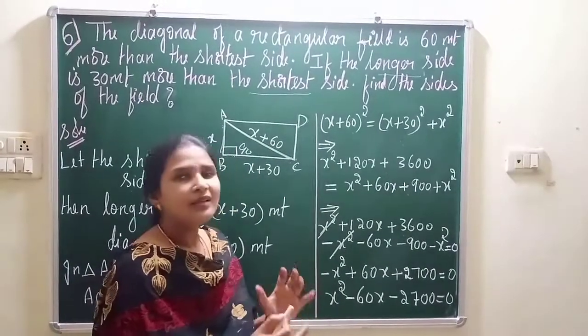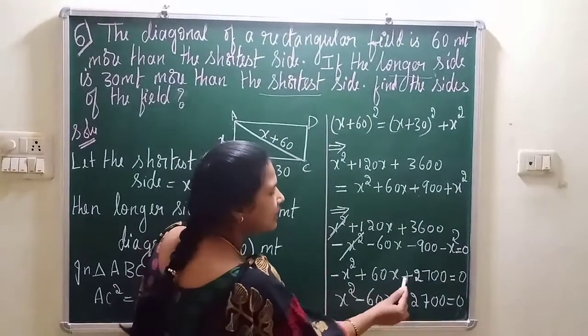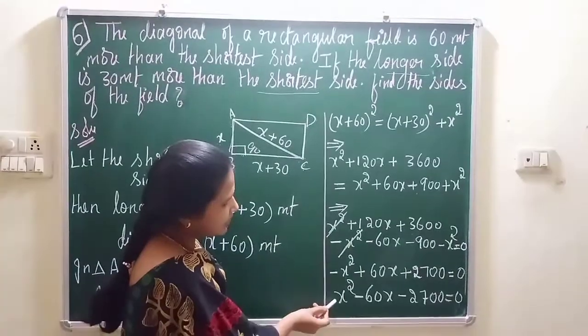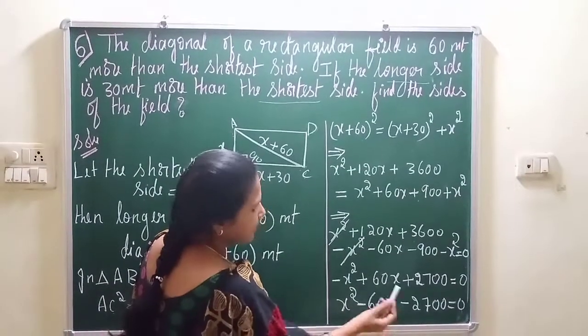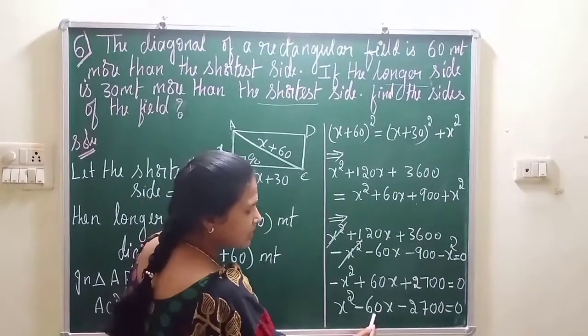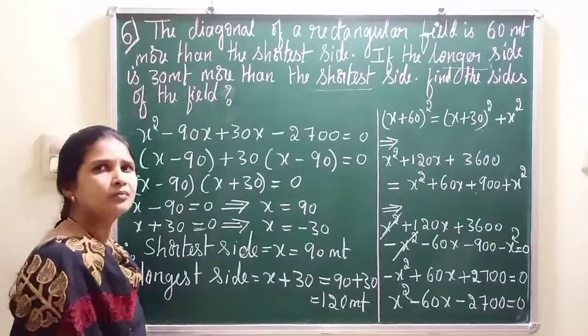So to make it easy, make it positive. So how to make positive? Multiply each term by minus sign. So this minus becomes plus, plus becomes minus, and here plus becomes minus. So we got x square minus 60x minus 2700 equal to 0.